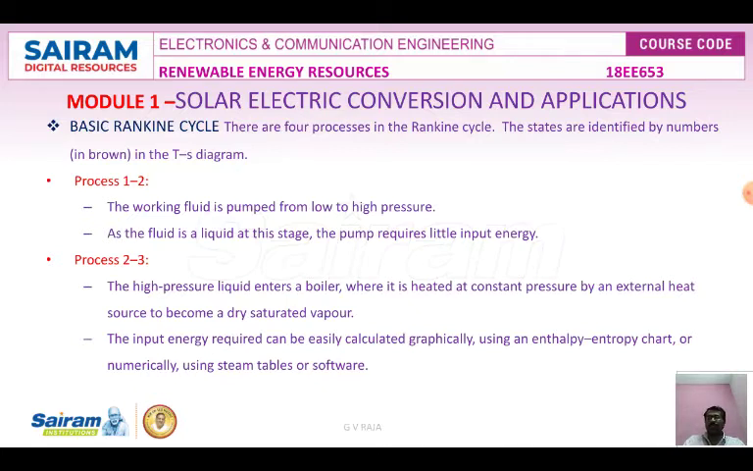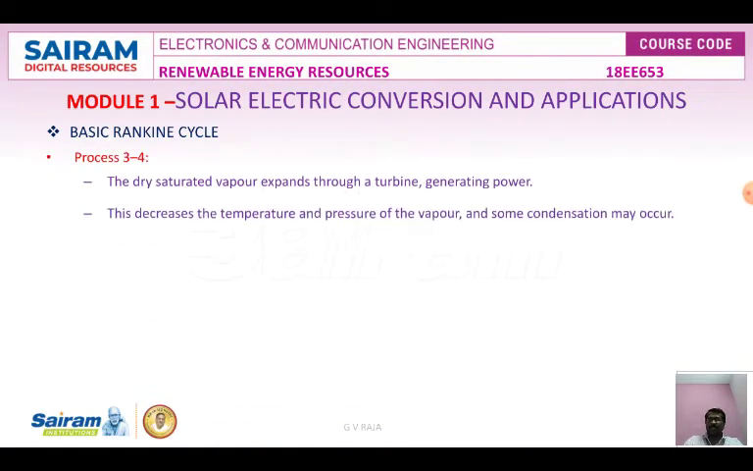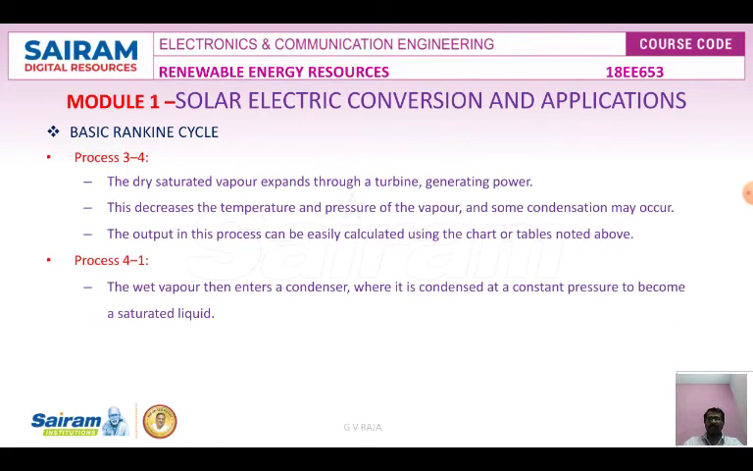In process 1 to 2, the working fluid is pumped from low to high pressure. As the fluid is a liquid at this stage, pumping requires only a little input energy. Process 2 to 3 is the high pressure liquid entering the boiler, and the input energy required can be easily calculated. Process 3 to 4 is the dry saturated vapor expanding through the turbine, generating power. Process 4 to 1 is the wet vapor entering the condenser to become saturated liquid.